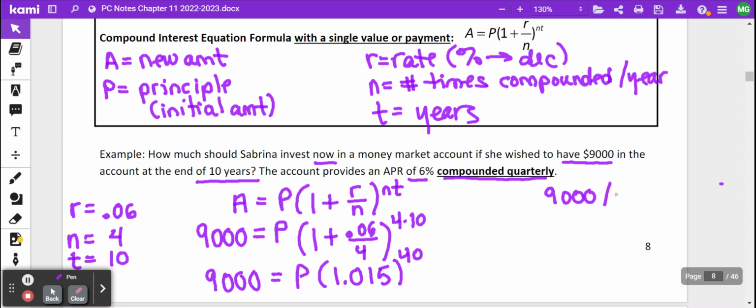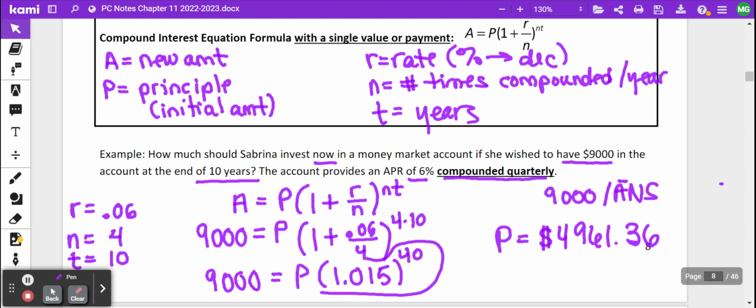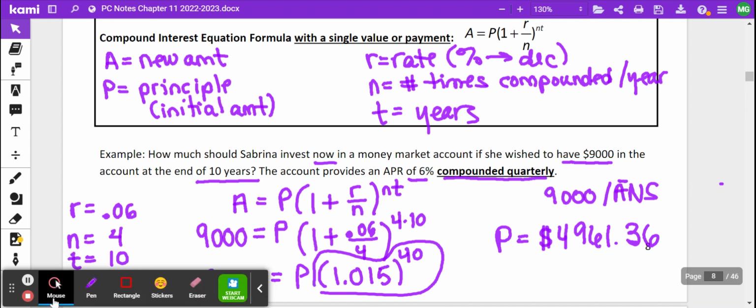Make sure I know exactly which one it is. Okay, if you hit second and the negative sign, it says answer. So it will take this exact value and divide it into 9,000. You should get a principal of $4,961.36. And we need to be that precise. So you can't round the value that you get from this because it'll throw the finances off. Okay, so please make sure you got that value in your calculator and you know how to do it.